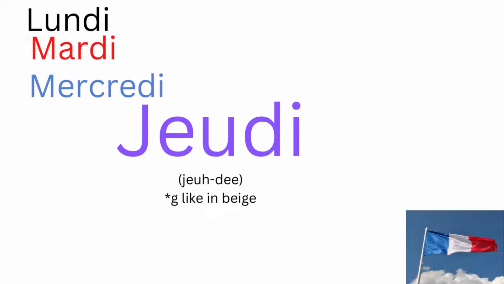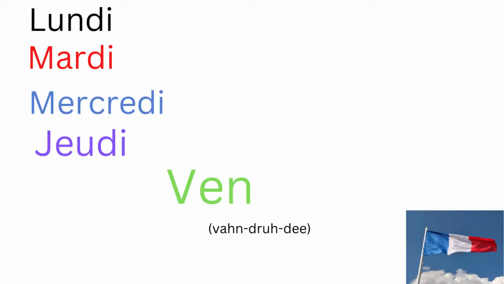Jeudi. So the J here in French is read like the G in beige. Let's read that once again. Jeudi for Thursday. Vendredi, Friday.